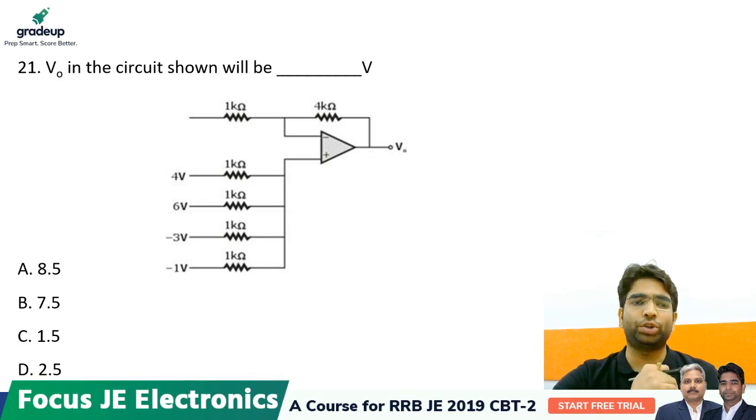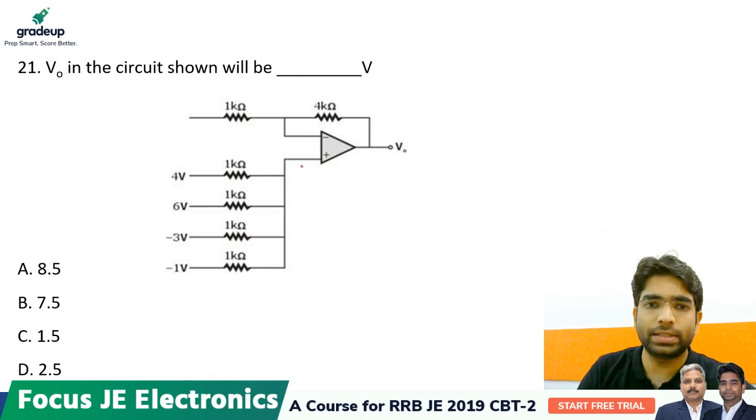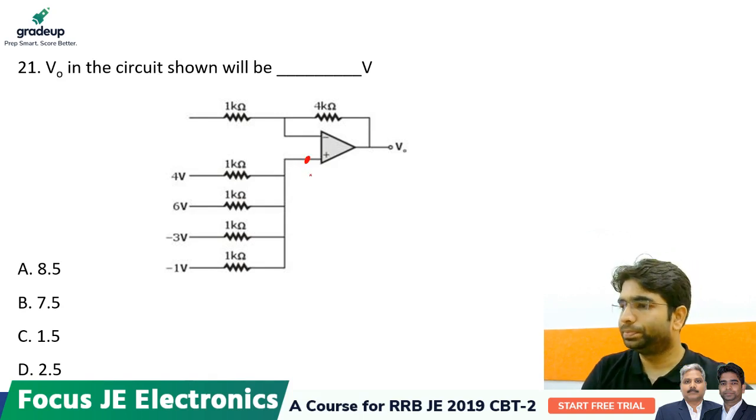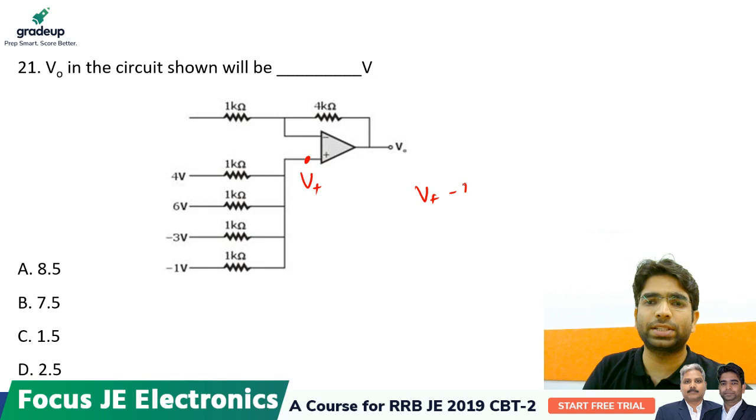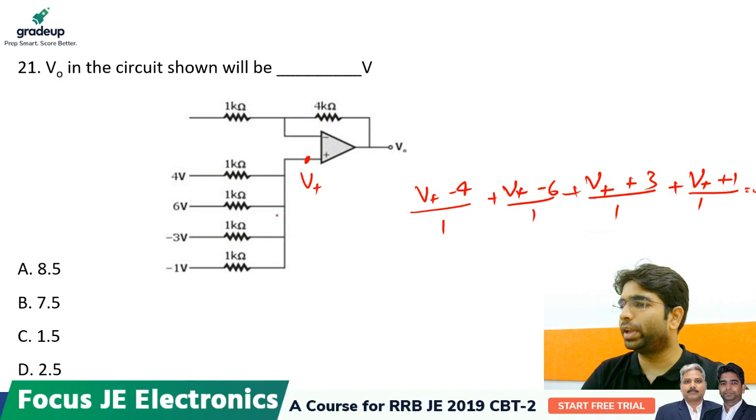Find V0 of the circuit shown below. My dear friends, this is the non-inverting node. Take it as V positive. Do one thing: V positive minus 4 by 1 plus V positive minus 6 by 1 plus V positive plus 3 by 1 plus V positive plus 1 by 1 equals 0. Take the currents as outgoing currents and calculate the value of V plus from that.